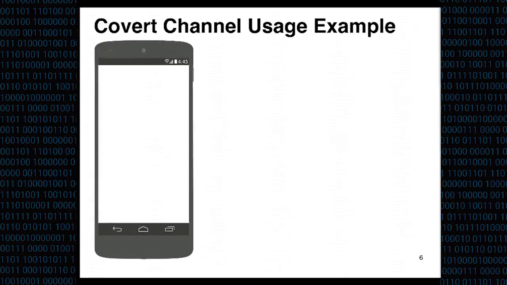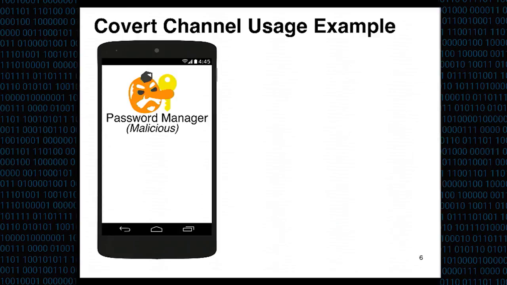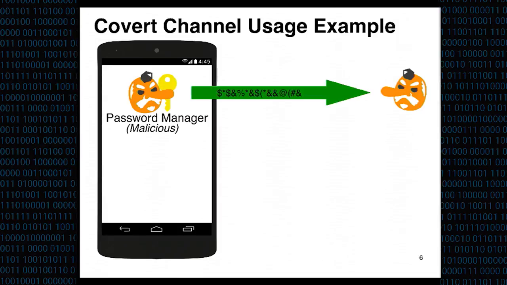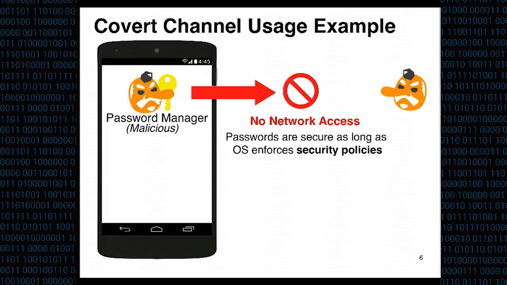Let's say we have a phone, and there are two apps. One is a password manager that obviously has access to your secret information such as keys. Let's suppose this password manager has been compromised. There is another part of the attacker on the other side, so the password manager app steals the password, communicates it to the attacker, sends it over the network, and your passwords are gone. But now let's suppose that no network access is available to this application, so the operating system ensures that.